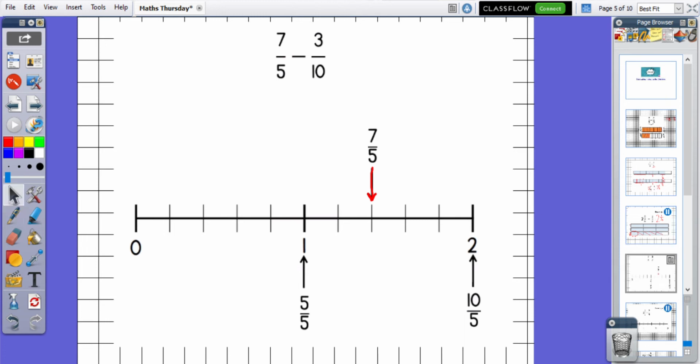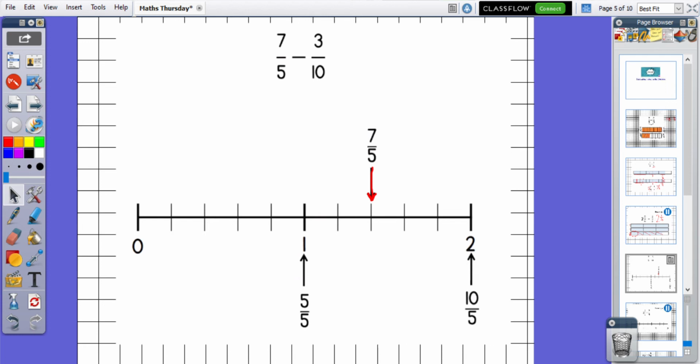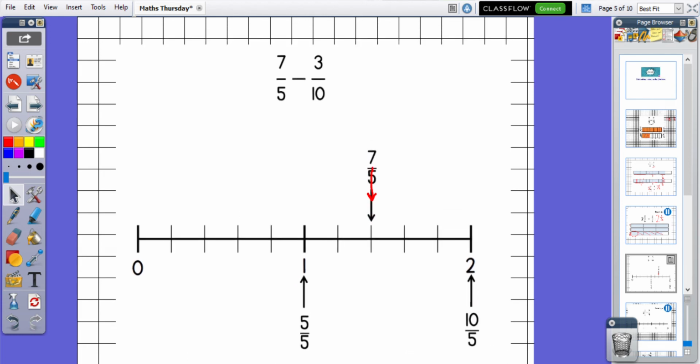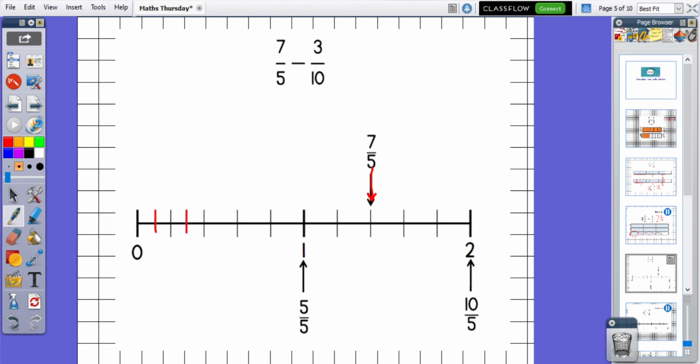So what I need to do is change my number line into tenths, so I can have 1, 2, 3, 4, 5, 6, 7, 8, 9, 10, and 1, 2, 3, 4, 5, 6, 7, 8, 9, 10. Okay, so now I can see that if I count up on my number line, 1 is now going to be equivalent to 10 tenths, and 10/5 is going to be equal to 20 tenths. Okay, which means if I want this to be over tenths, I could times it by 2 to give me the 10, the denominator. If I times the numerator by 2, it would give me 14 tenths, okay?